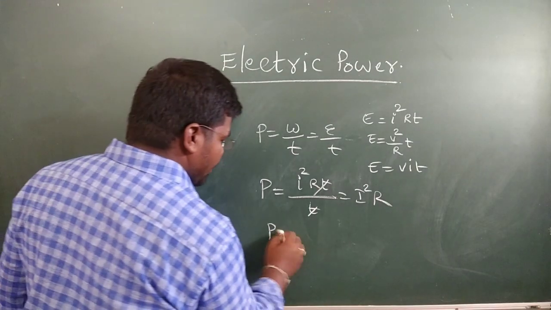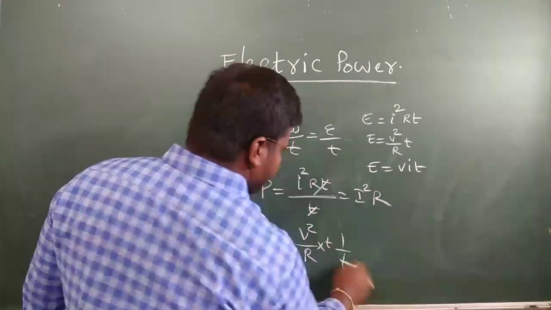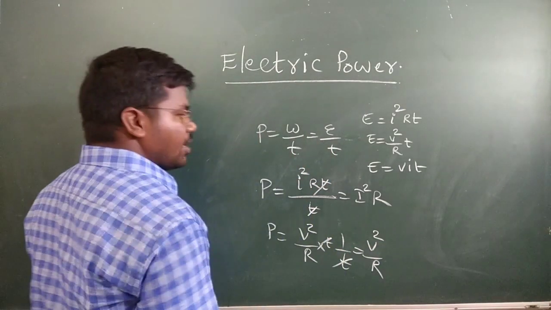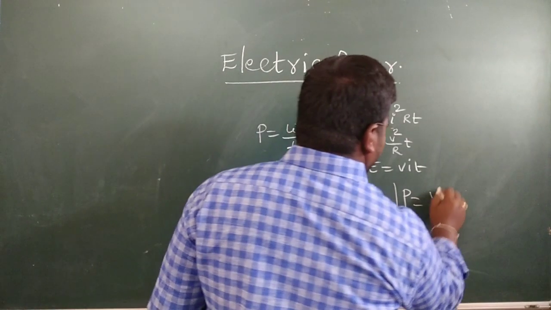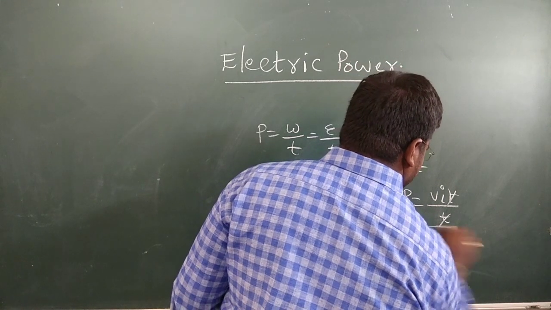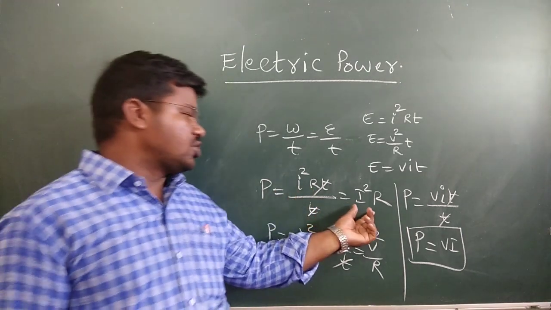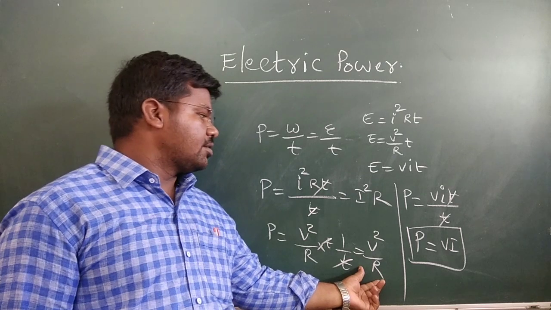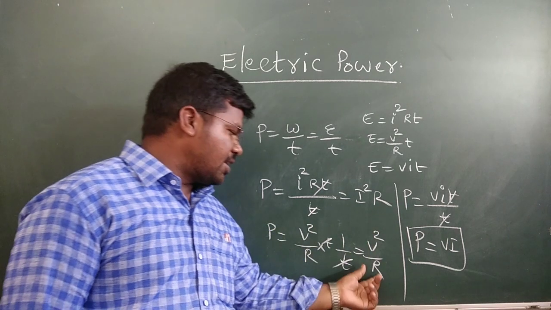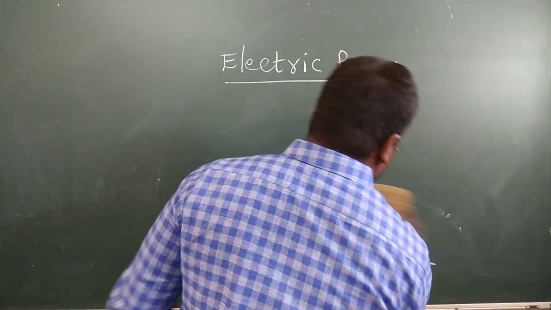Another one, P is equal to V square by R into T divided by T, because 1 by T is there. T gets cancelled, V square by R. Next, power is equal to VIT divided by T. T gets cancelled, P is equal to VI. Understand? These are the expressions for electrical power: I square R, V square by R, VI.